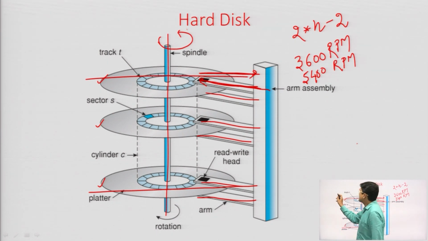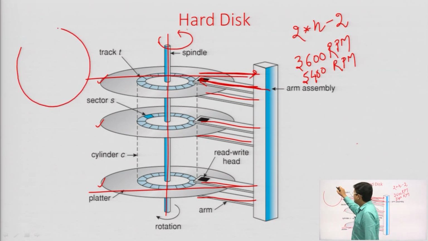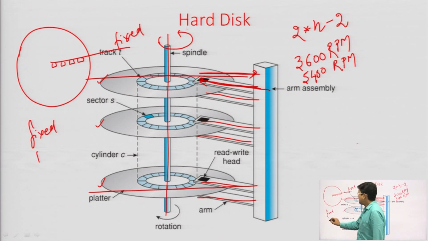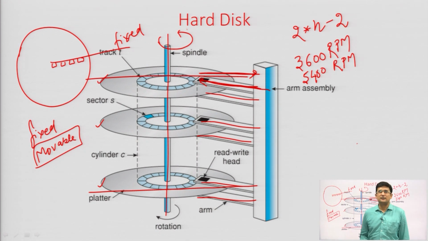but in some hard disks we have one head for each track. We will discuss what a track is just now. It means the head is fixed. So there are two kinds of heads available: one is the fixed head and the other is the movable head. In practice, the movable heads are preferred over the fixed heads.